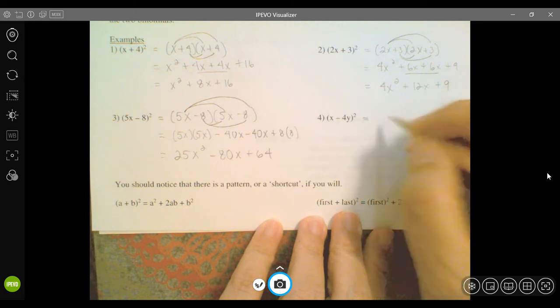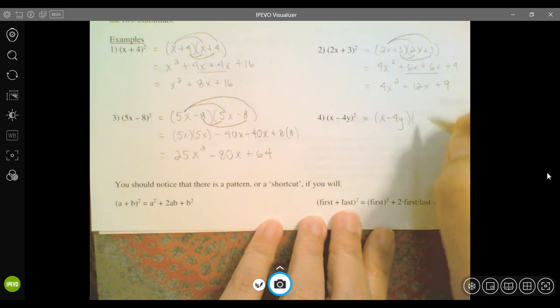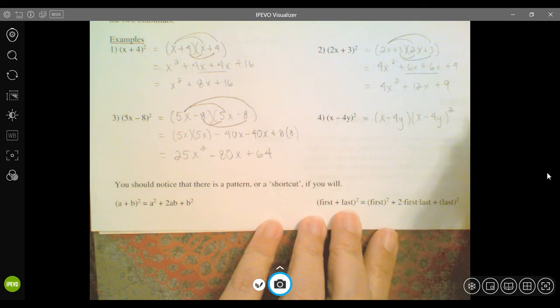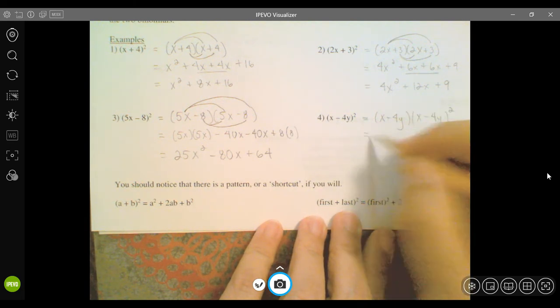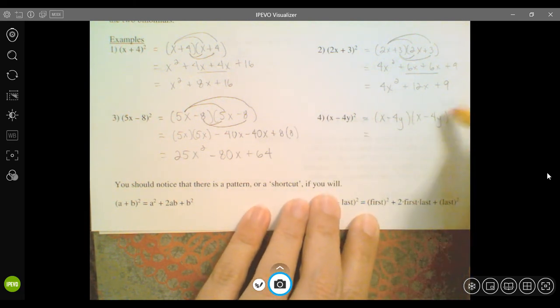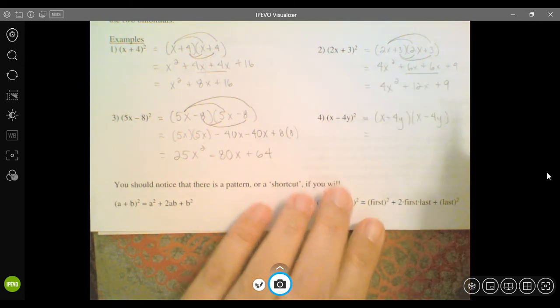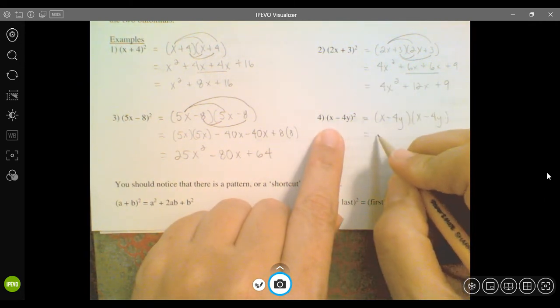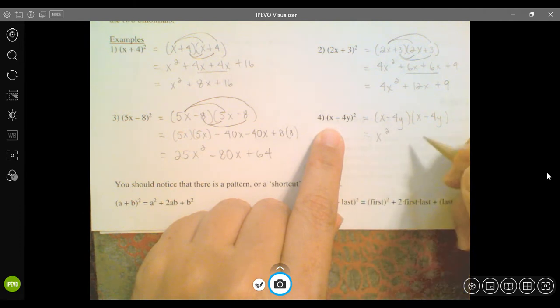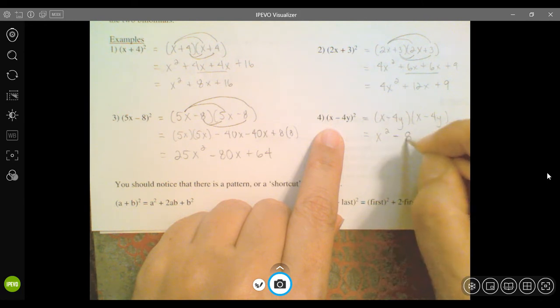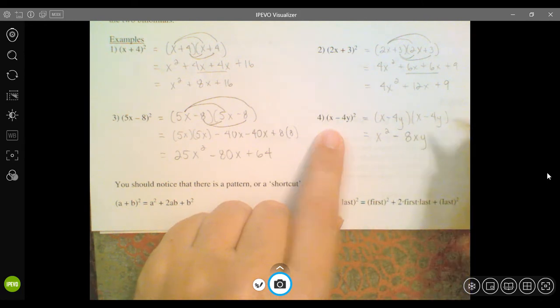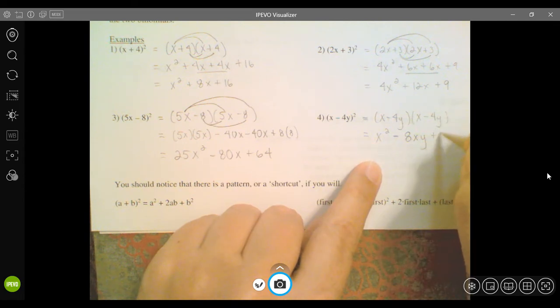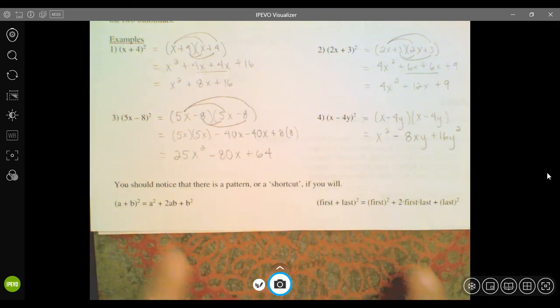All right, so I'm ready to show you a shortcut. Honestly, when I took this in 1987, we sort of had to memorize the shortcut, which we don't make you memorize anymore, but I can show you where it comes from. I have x times x. I have x times 4y and x times 4y, which is 8xy. You know, you double it, you get 8. And then 4y times 4y is 16y squared.